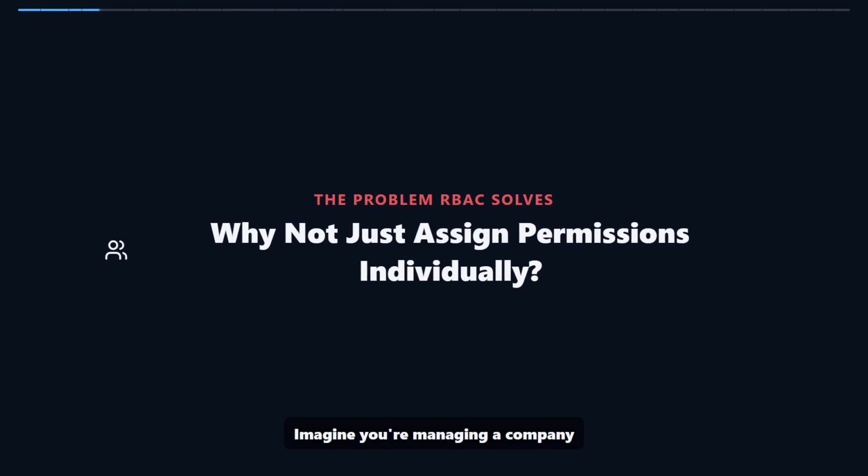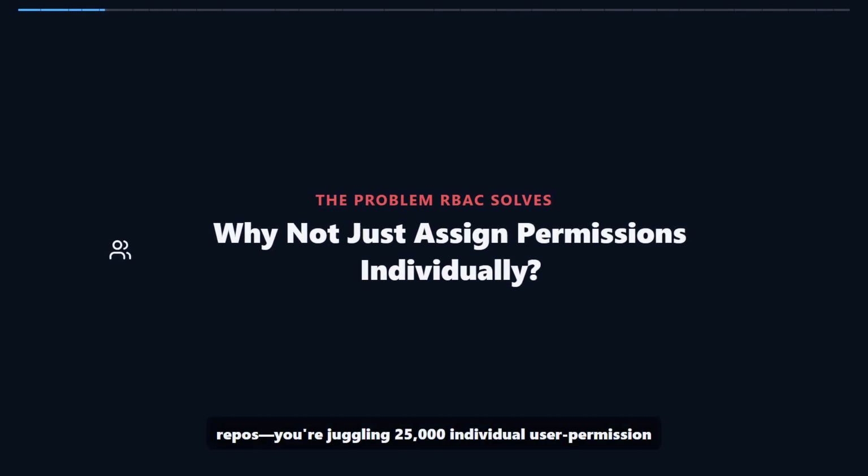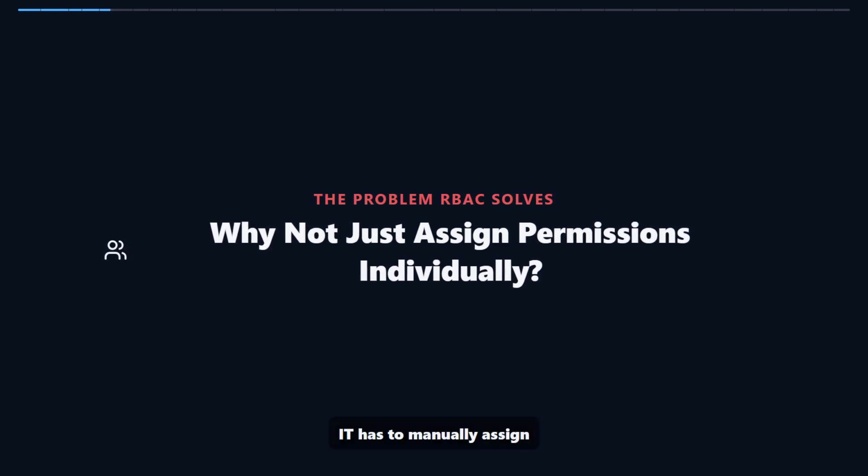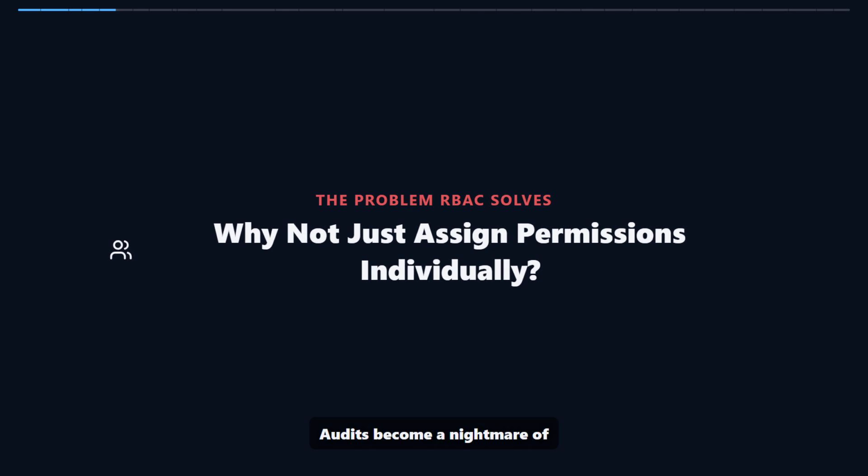Imagine you're managing a company with 500 employees. Each needs roughly 50 unique permissions across finance tools, HR systems, code repos. You're juggling 25,000 individual user permission relationships. A new hire takes 5 days to onboard because IT has to manually assign each permission. When someone leaves, you almost certainly miss revoking a few, leaving backdoors open. Audits become a nightmare of spreadsheets. That's the chaos RBAC eliminates.